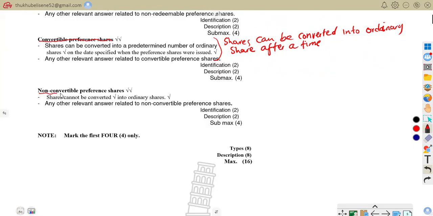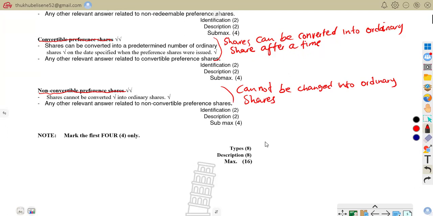So now we are under non-convertible preference shares. So this one, non-convertible shares, they cannot be changed into ordinary shares. As it says, shares cannot be converted into ordinary shares. So that is that.